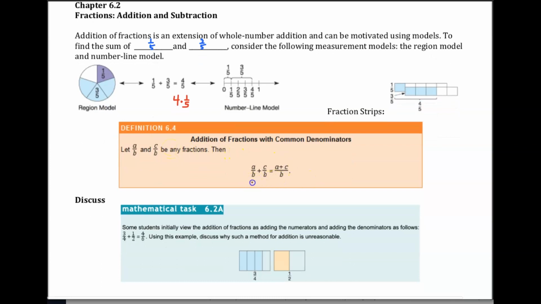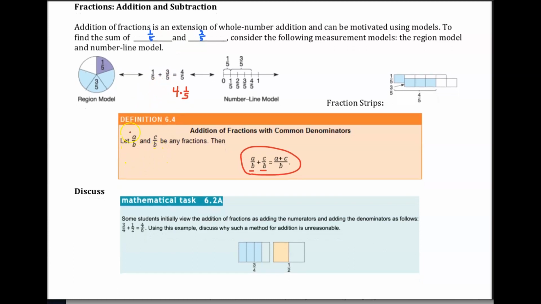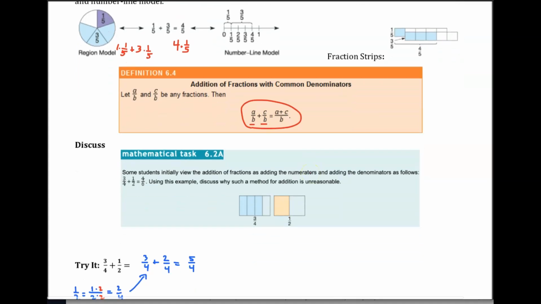Fractions with common denominators is the easiest way to add fractions because they're the same relative unit amount, meaning that the denominators are the same. So in this case, 3/5 and 4/5 is because you had 1/5 plus 3 groups of 1/5, right? And so that's where you get you had 1 group of 1/5 plus 3 groups, and there's your 4 groups of 1/5. And so that's why you just add the numerators when the denominators are the same.